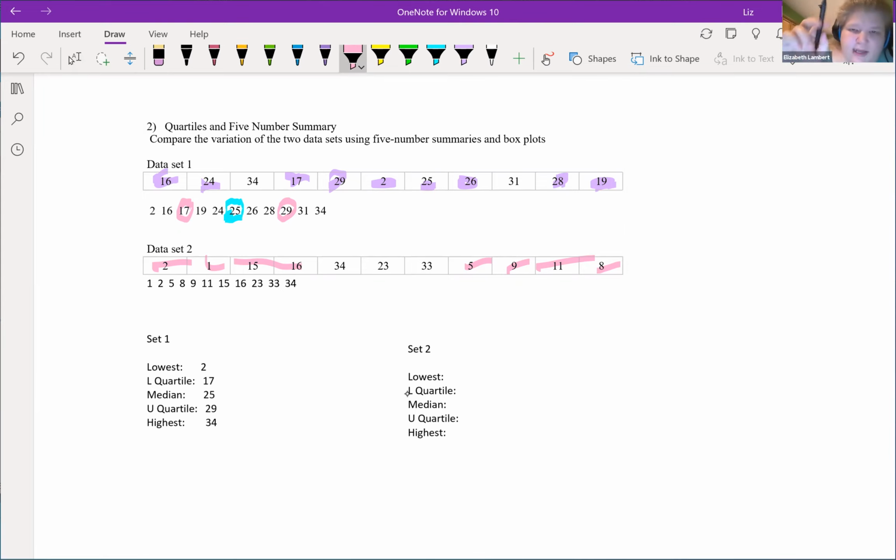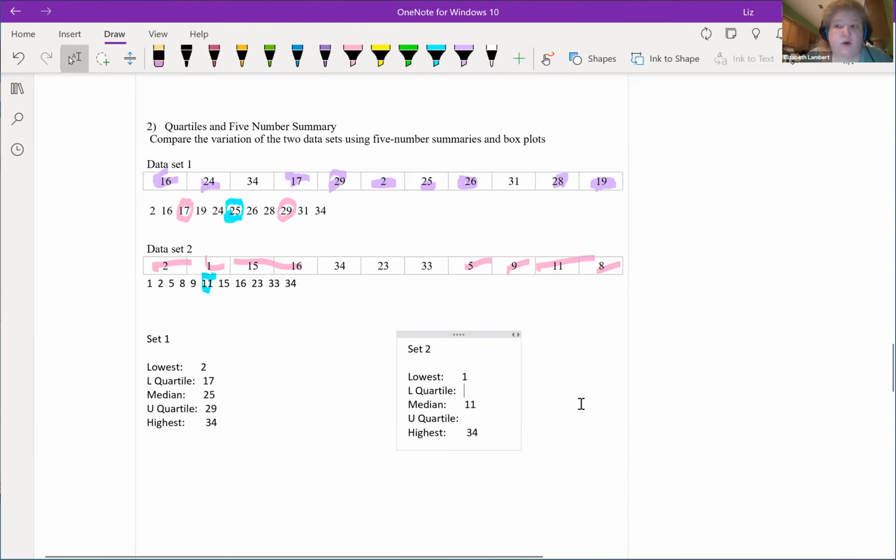6, 7, 8, 9, 10, 11 values again. Cool. So 1, 2, 3, 4, 5. So 11. Lowest value is 1, highest is 34. So looking at the range of these, it is very close, but the medians are quite different. So our lower quartile then is 5, and the upper is 23.